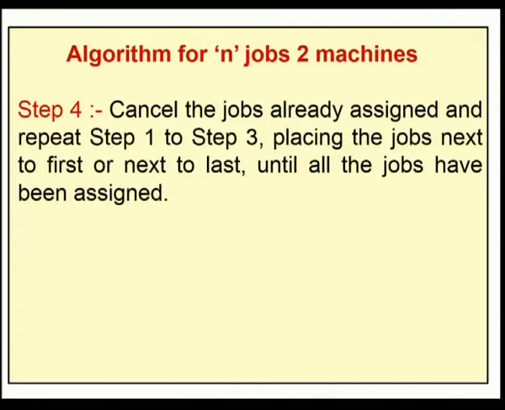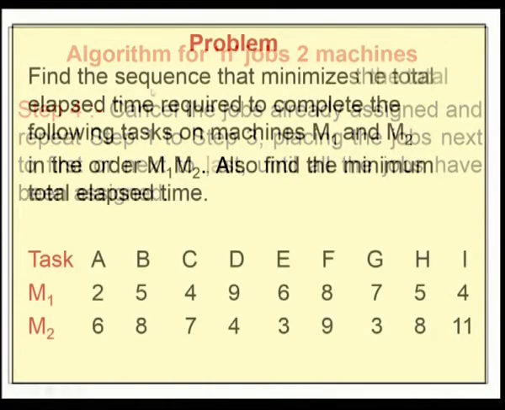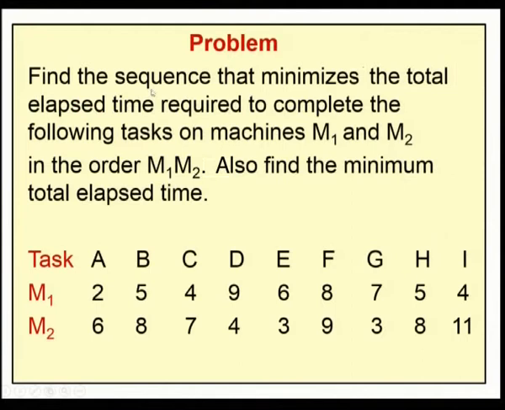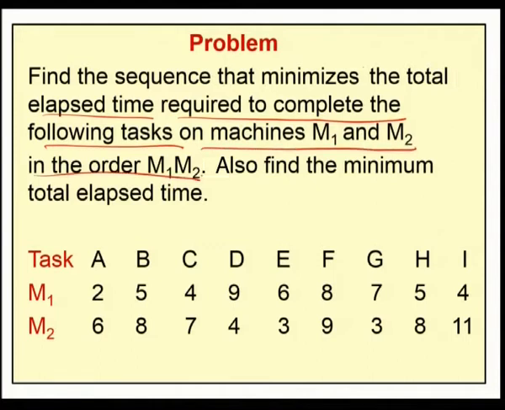So, now with the help of this algorithm, we try to solve a problem. Find a sequence that minimizes the total elapsed time required to complete the following tasks on machines M1 and M2 in the order M1, M2. Also find the minimum total elapsed time. So, each task and the processing time for each machine is given.